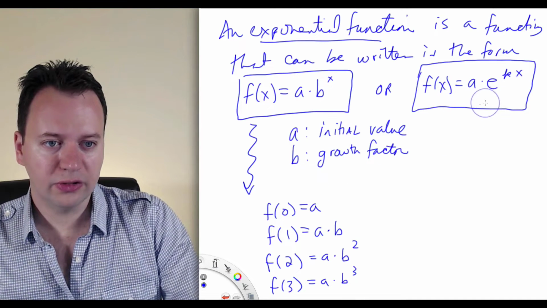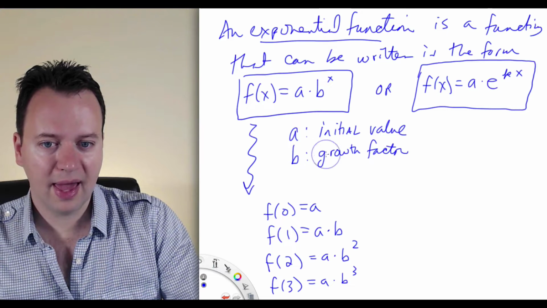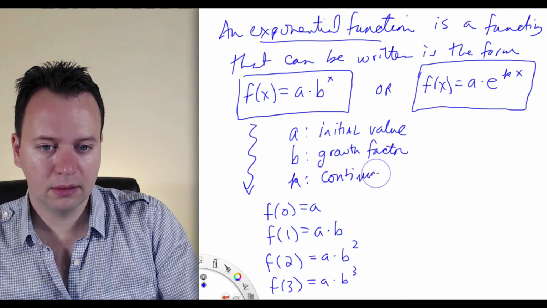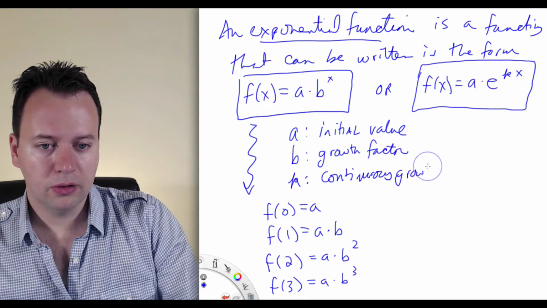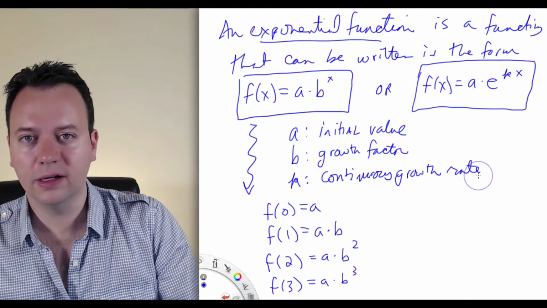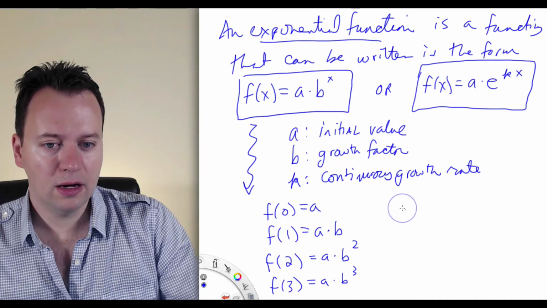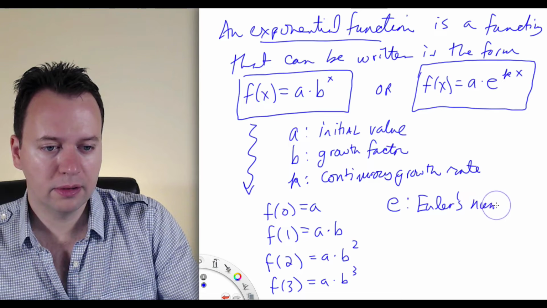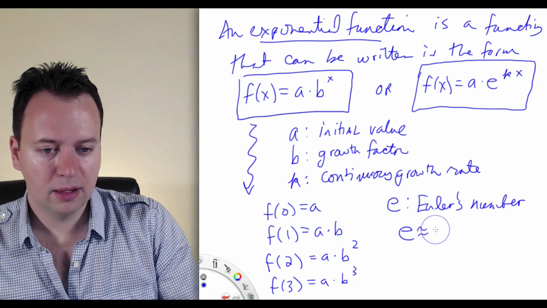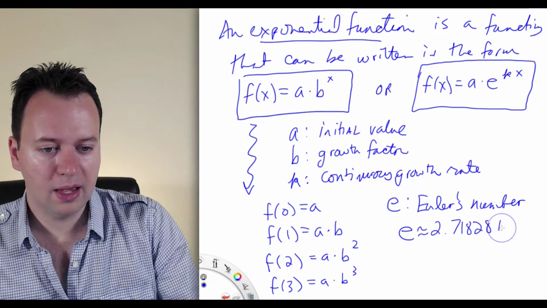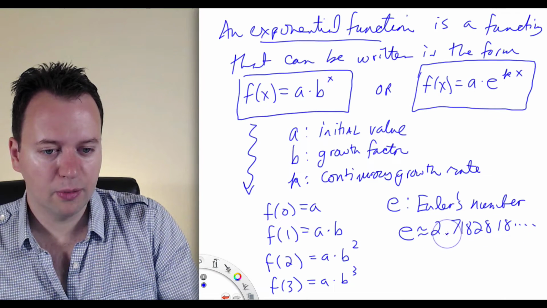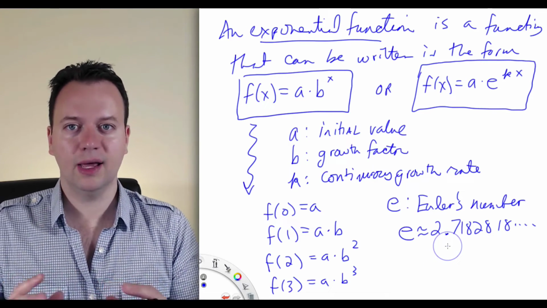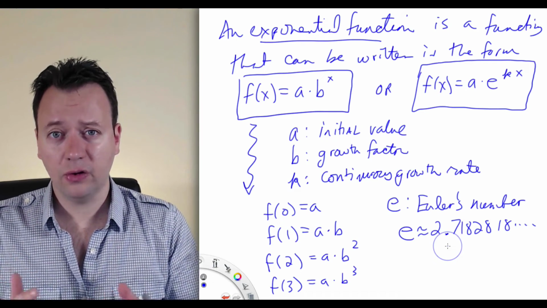And then in this version on the right, instead of having b, we have k. k is called the continuous growth rate. In our previous lecture, we used r instead of k, but they both serve the same purpose. And e is not a parameter, it's a fixed constant. It's called Euler's number, and it's approximately 2.7182818, and so forth. It's that irrational number we talked about in the previous lecture. Whenever you're describing functions that have exponential growth or decay, you can use either of these two forms.